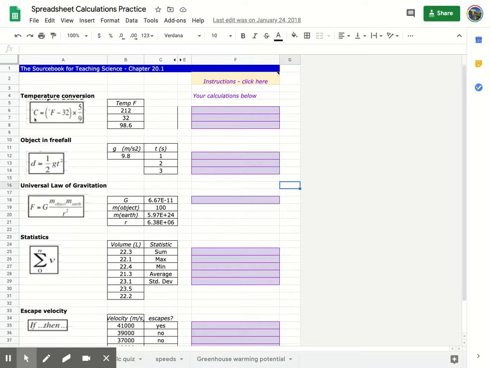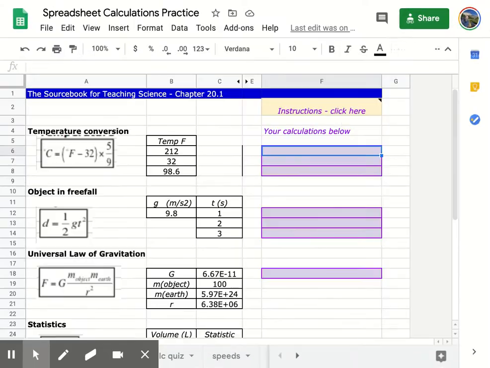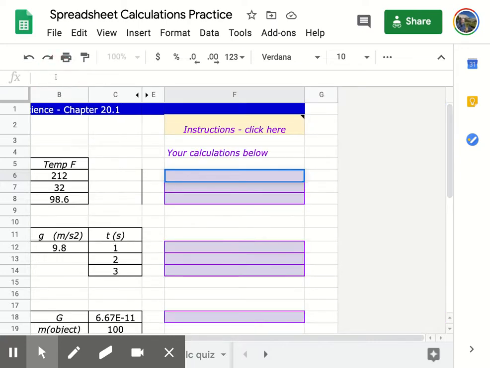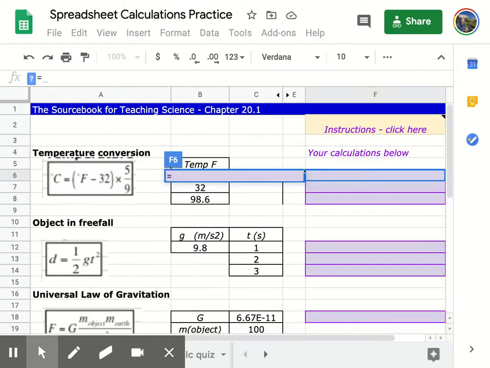This first one shows how to convert from degrees Fahrenheit to Celsius. What you do is you take Fahrenheit, you subtract 32 degrees, and you multiply by 5/9. If we were going to look at these three values and do the calculations there, we would start by entering in our cell here. I'll enlarge this to make it a little easier so you can see what I'm typing. Again, we start our formula with an equals.